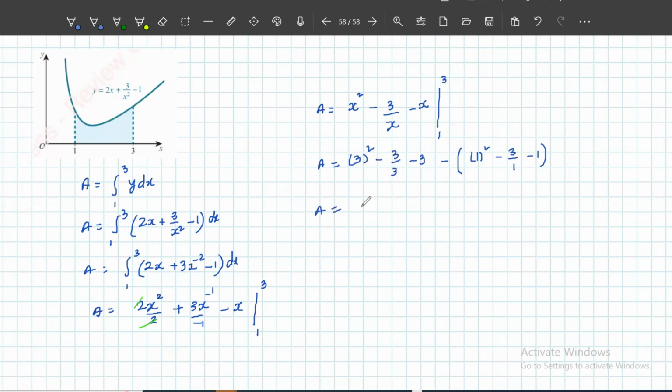So 3 squared gives us 9. We can cancel 3 and 3, so minus 1 minus 3, bracket open, 1 minus 3 minus 1, cancel plus 1 and minus 1. So here 9 minus 4 is 5, and minus minus is plus 3, which is equal, A is equal to 8 unit square.